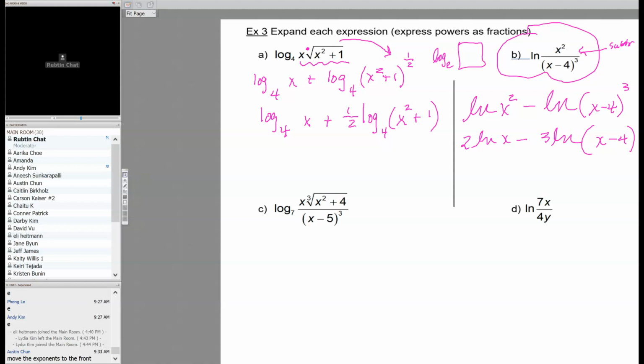Can I do that? So let me write it out one more time. Can I write for this 3 ln x minus 3 ln 4? Yes or no? Check or X? Ice cream or liver?